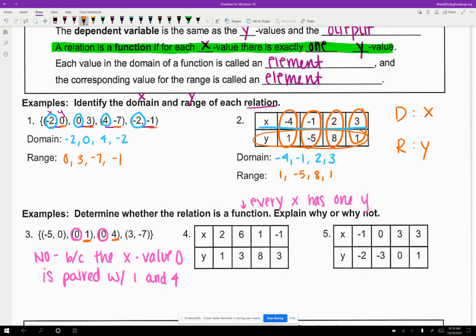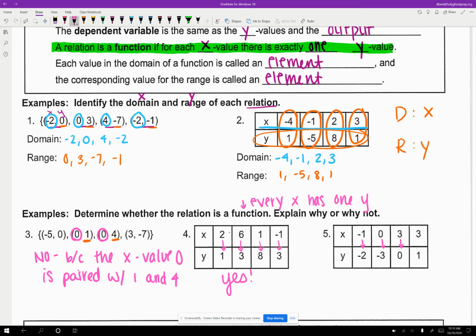All right, looking at number 4, remember the table just goes up and down. So 2 with 1, 6 with 3, 1 with 8, negative 1 with 3. So yes, this is a function. Every x value only has 1 y value.